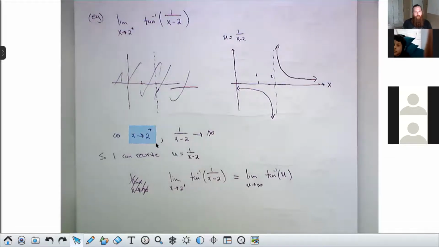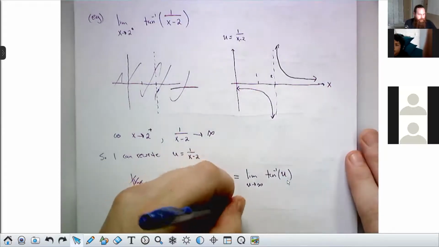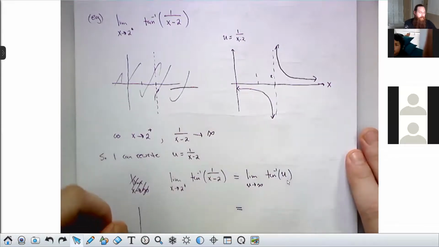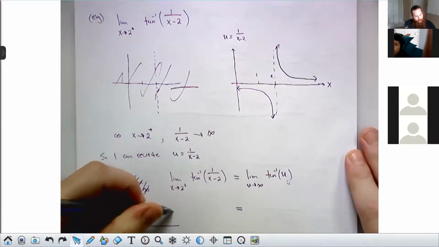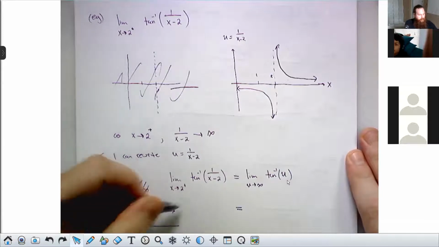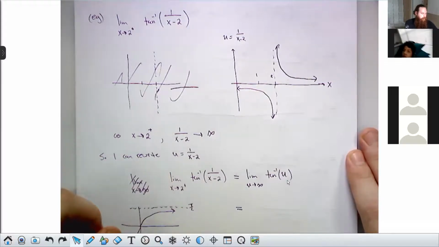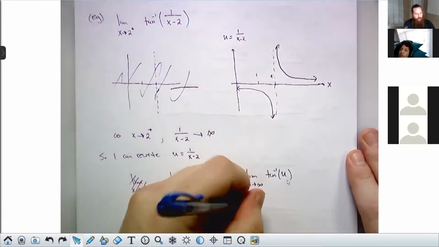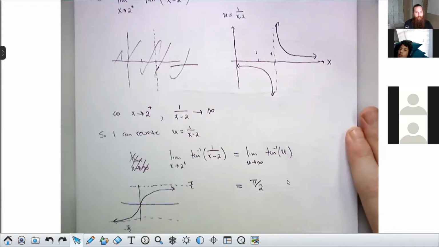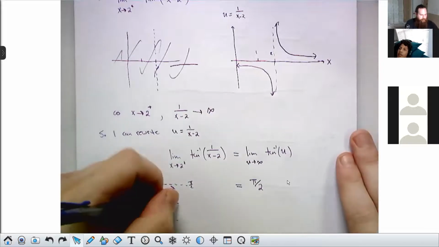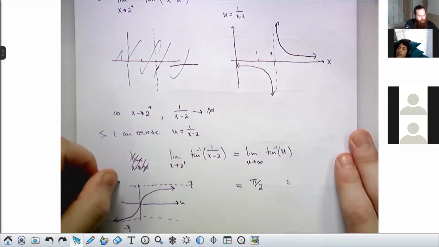Since x going to 2 from the right means 1 over x minus 2 goes to infinity, my new limit where I use the variable u will be a limit as u goes to infinity. And then 1 over x minus 2, well, that is u. So this is the limit as u goes to infinity of the inverse tangent of u. And we remember what the arctan graph looks like. As you wander out further and further to the right, it gets closer and closer to pi over 2. If we were going further and further to the left, it would be getting closer and closer to negative pi over 2. But here u is going to plus infinity. So the inverse tangent of u will go to positive pi over 2. Here, this would be the u axis, and this would be inverse tangent of u.